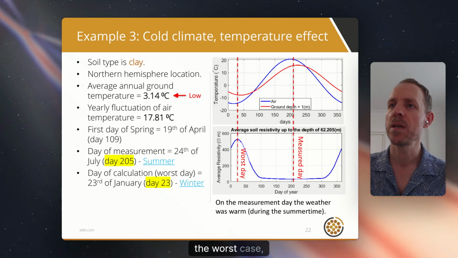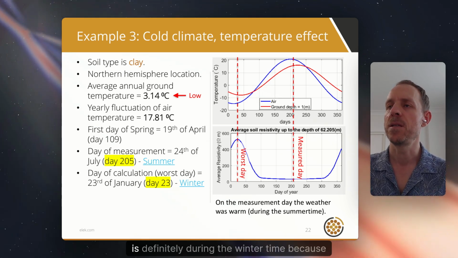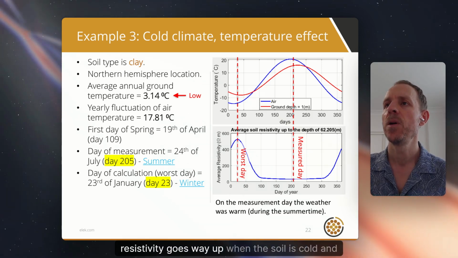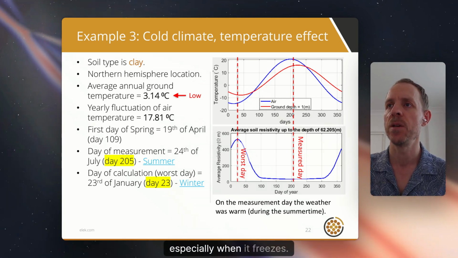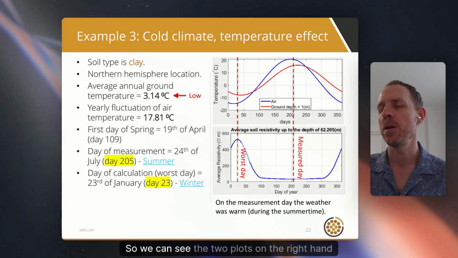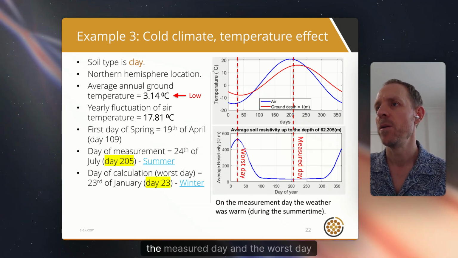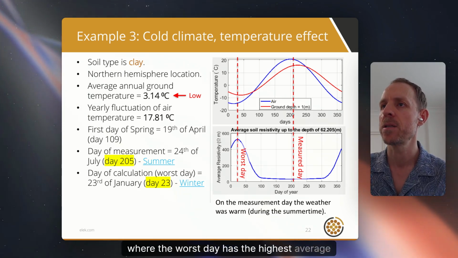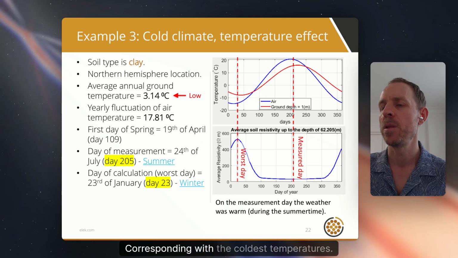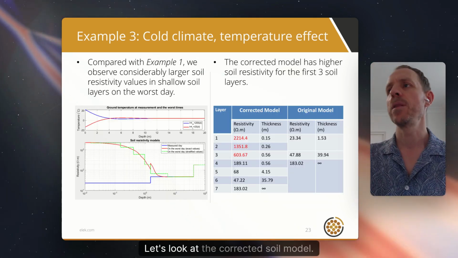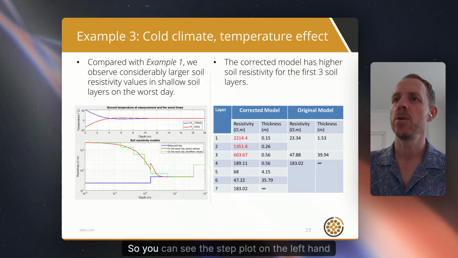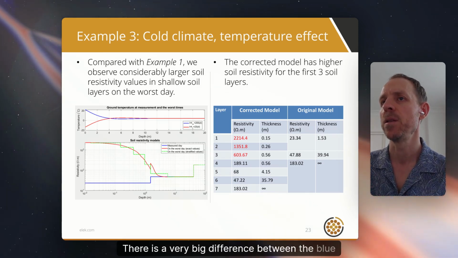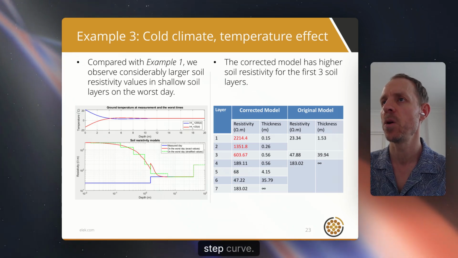But the worst case, the worst day, is definitely during the winter time, because remember, resistivity goes way up when the soil is cold and especially when it freezes. So we can see the two plots on the right hand side, the measured day and the worst day, where the worst day has the highest average resistivity corresponding with the coldest temperatures. Let's look at the corrected soil model. So you can see the step plot on the left-hand side. There is a very big difference between the blue curve and the green step curve.